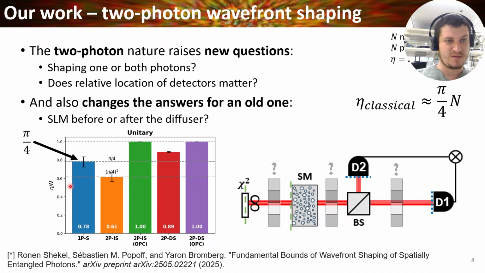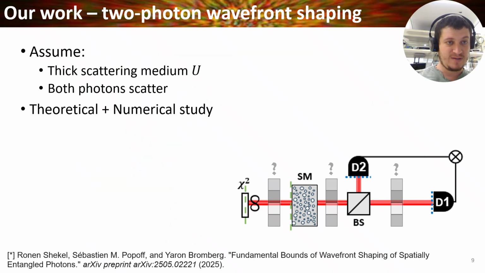get the same classical scaling with a linear prefactor of the enhancement of pi over 4. But in other configurations, you will see that sometimes you get reduced enhancement, sometimes you get improved enhancement, as we shall see soon. This is also a good time to say that we assume in this work that both photons propagate through a thick scattering medium, which we will now model as some random unitary matrix, and also that this is a theoretical and numerical study.